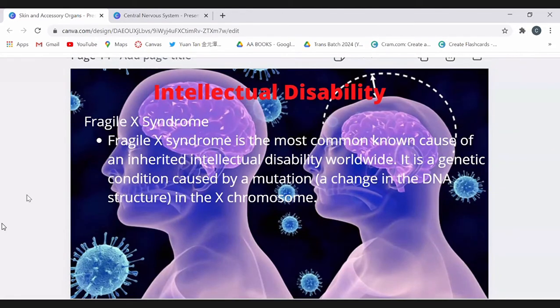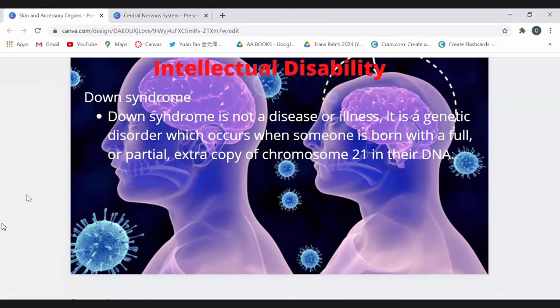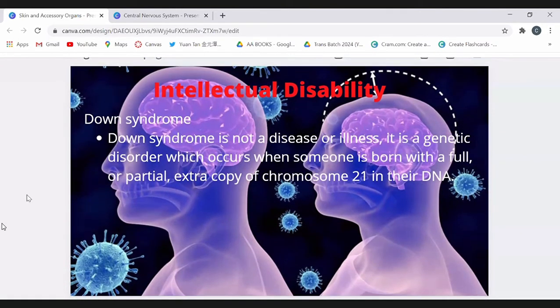Okay, we have the Fragile X syndrome. It is the most common known cause of inherited intellectual disability. It's a genetic condition caused by a mutation in the X chromosome. Next slide, please. Here, the Down syndrome. It is a genetic disorder which occurs when someone is born with a full or extra copy of chromosome 21 in their DNA. Next slide, please.